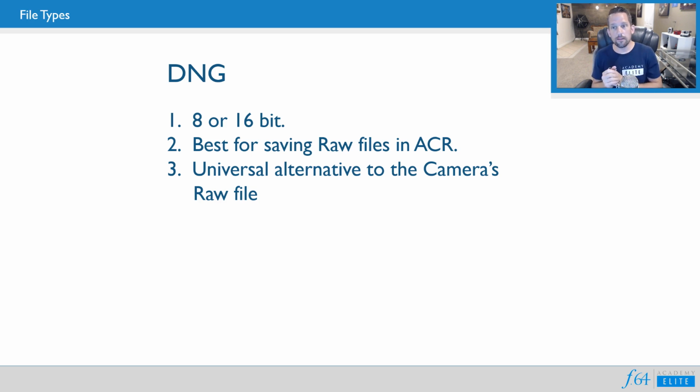So a DNG, you wouldn't necessarily save in Photoshop. A DNG is something that you would save in Adobe Camera Raw when you're doing things like the HDR process or the panorama process, or maybe you want to convert your RAW files over to DNG. They are a little bit smaller than what your camera's RAW file will be, and they're universally accepted over all platforms. So let's go ahead and jump into Photoshop and I'll talk about how you can save some of these things.